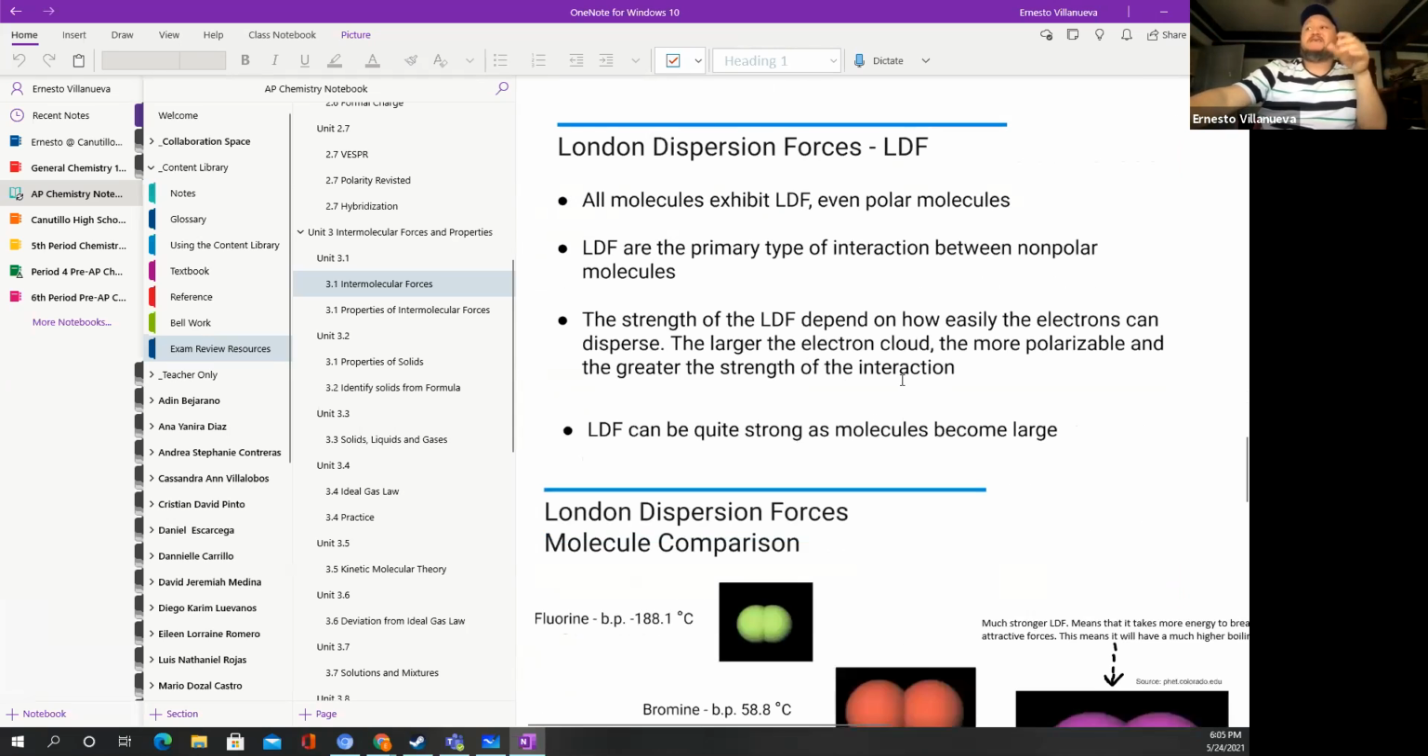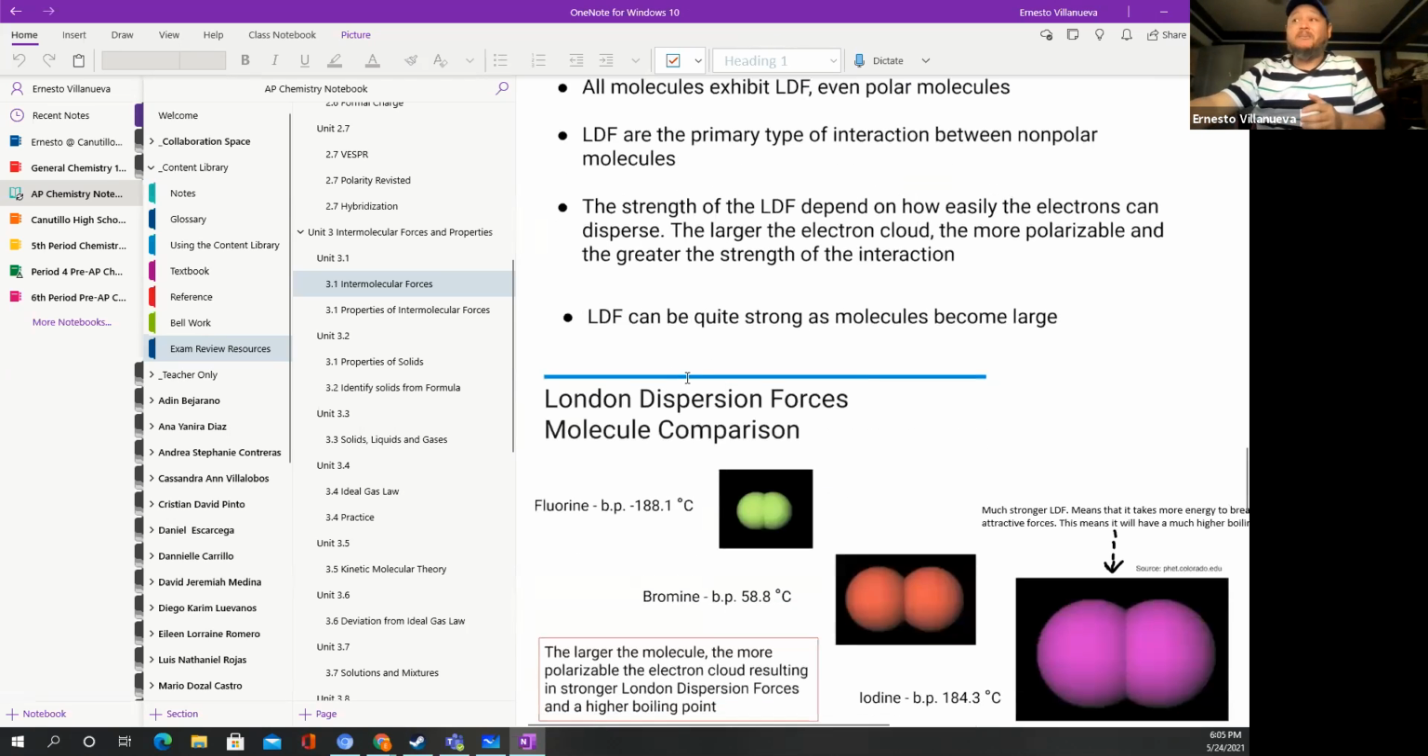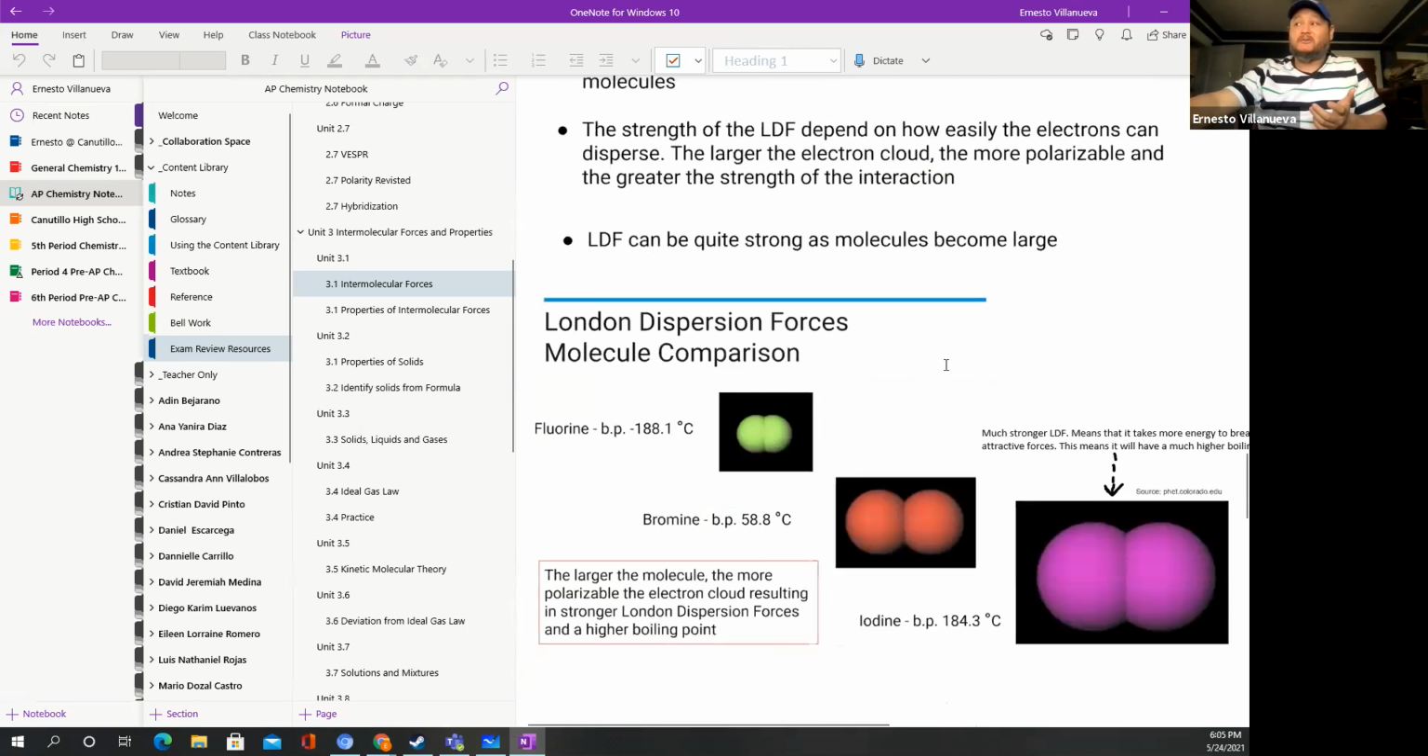And the strength of the LDF, this is important, is dependent directly on the size of the electron cloud. In the first part of question number 2, we talked about how iodine had a bigger electron cloud because it has all those energy levels. The bigger the electron cloud, the more likely you are to have London dispersion forces, and they are going to be a lot stronger in a much bigger cloud. As the molecules become larger and larger, these London dispersion forces can be pretty strong.